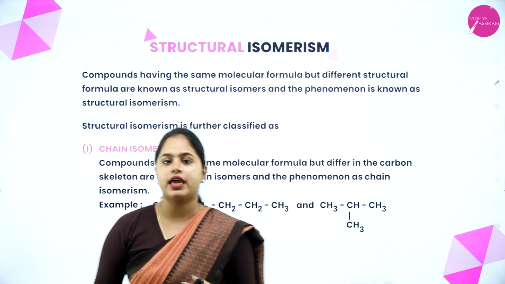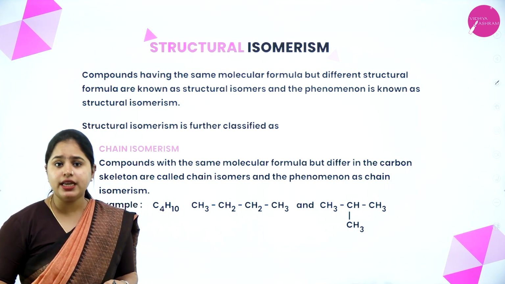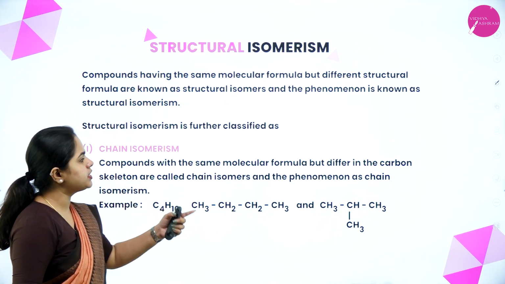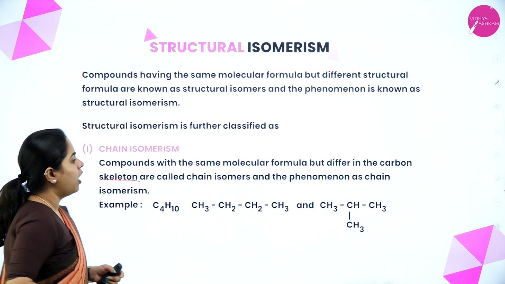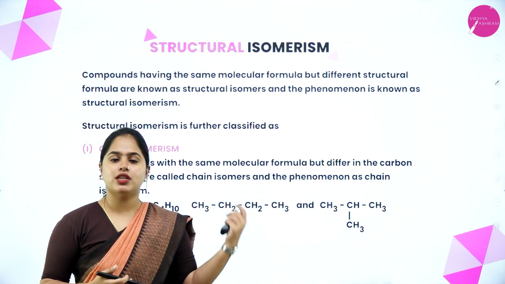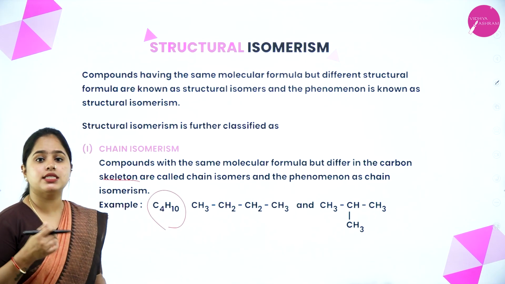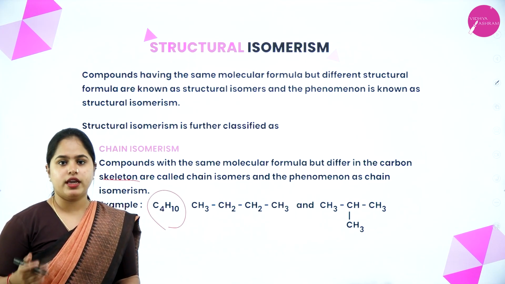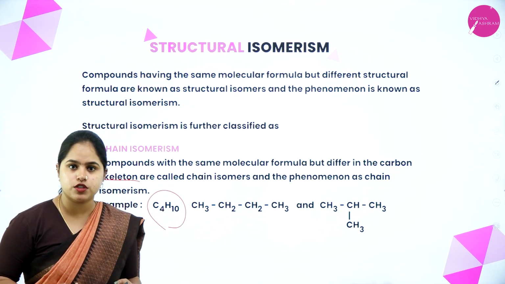Under this, the first category is chain isomerism. Compounds with the same molecular formula but differing in the carbon skeleton are called chain isomers, and this phenomenon is called chain isomerism. So let's take an example and understand. The molecular formula is C4H10. For C4H10, there are various isomers possible.